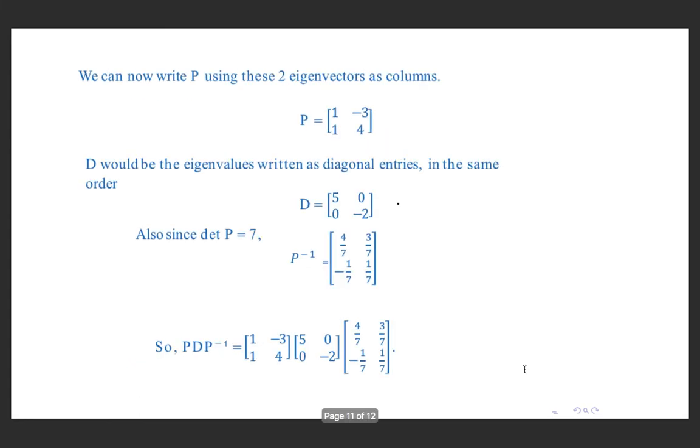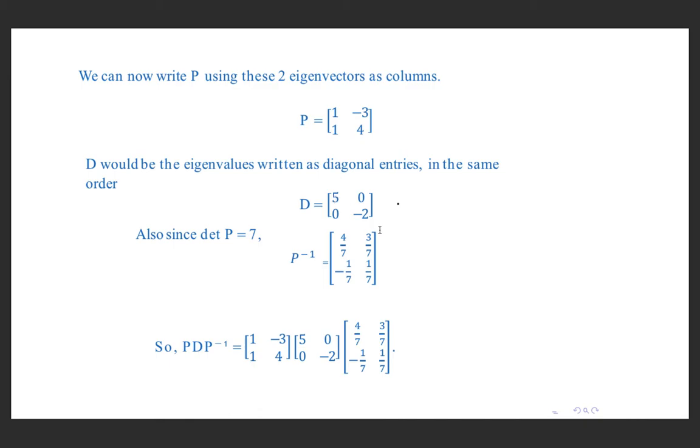Now we will write the matrix P corresponding to these eigenvectors. In the first column, we will write the eigenvector corresponding to the first eigenvalue, which is lambda equal to 5, and in the second column we will write the eigenvector corresponding to lambda equal to minus 2. So P is equal to [1, minus 3; 1, 4]. Now the diagonal matrix D will be equal to 5, 0, 0, minus 2, because 5 and minus 2 are the eigenvalues and other elements will be 0. So I have written the eigenvalues on the diagonal, in the same order.